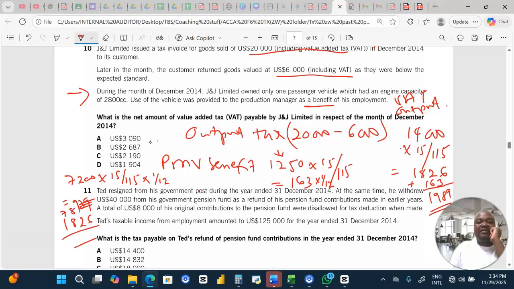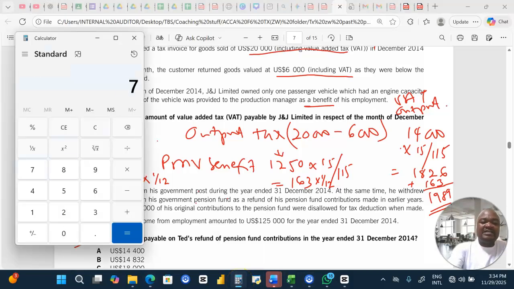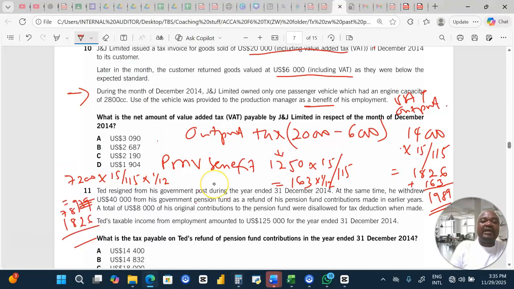So we are saying 78 plus 1826, 1904, and 1904 is there as D. But like I said, we need to then upgrade because it's no longer the 7,200 which was applicable in those days. It is now 1,200, which is the benefits from the current tables.